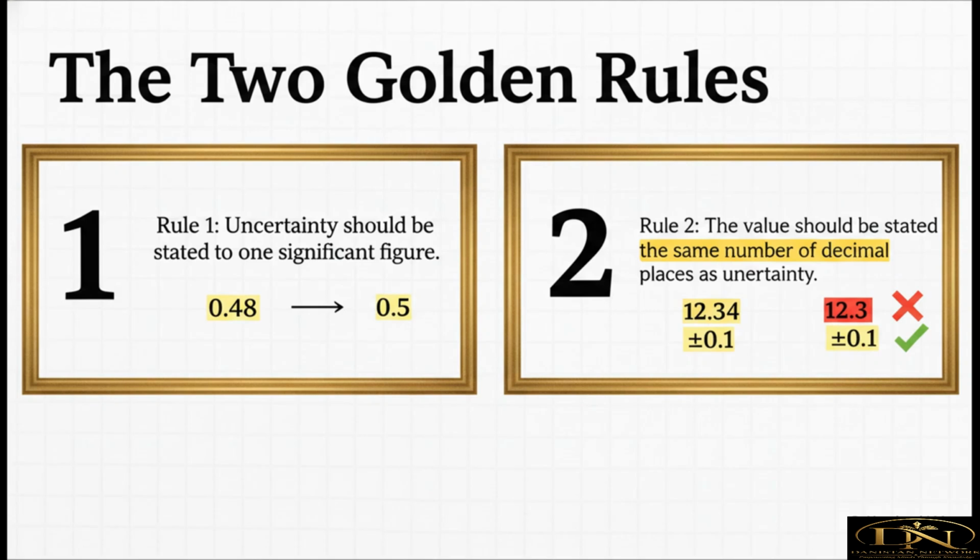They're super important. Rule number 1, your uncertainty should only have 1 significant figure. That's it, just 1. And rule number 2, the number of decimal places in your measurement has to match the number of decimal places in your uncertainty. They have to line up.